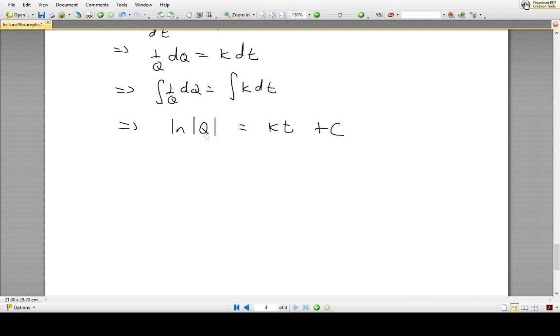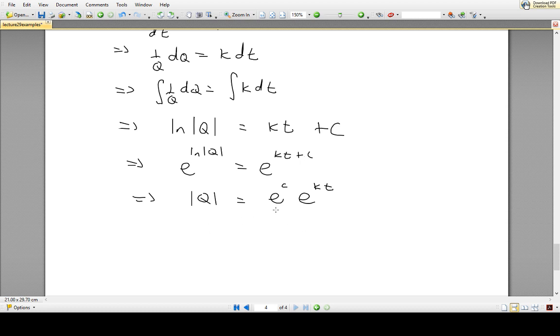Now what I can do to help isolate this q is I'm going to put this into the exponent of the natural exponential, so this becomes e to the ln of absolute value of q, and that is equal to e to the kt plus c. Of course, this right hand side is still e to the kt plus c. The left hand side becomes the absolute value of q, and the right hand side I can actually separate this e to the c away from the k times t because of just exponent laws.